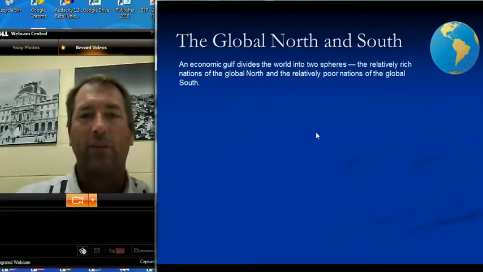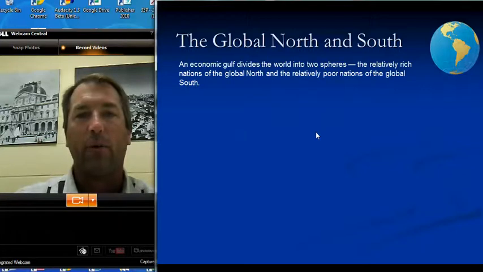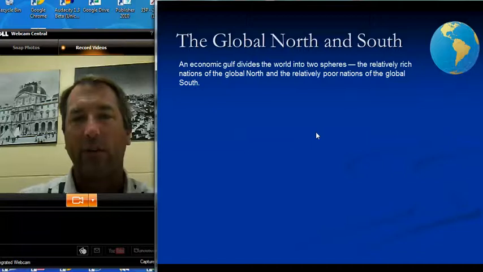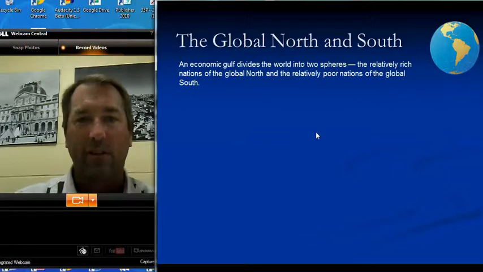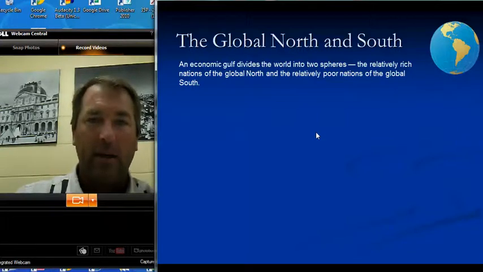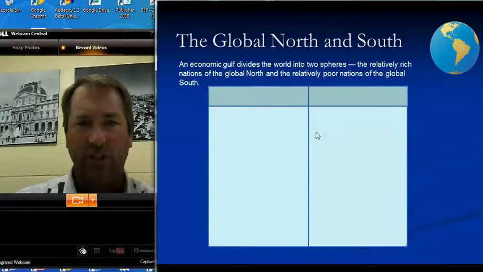Now, one of the things that we used to talk about is first world, second world, third world countries, but now the book likes to differentiate between the global north and the global south. The global north doesn't necessarily mean a direction geographically speaking, but more of an economic and cultural difference, standard of living, things of this nature, a gulf between the so-called global north and the global south. Relatively rich nations and relatively poor nations that we'll see divided.